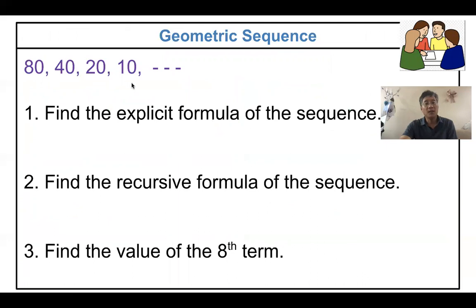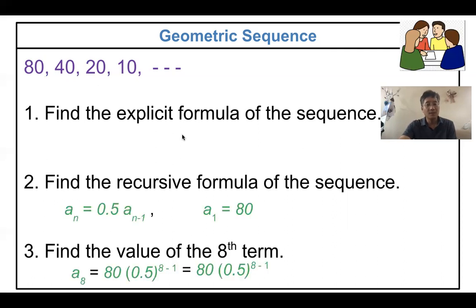80, 40, 20, 10. What's the pattern? Yes, it becomes half each time, right? But sometimes if it is confusing, what did I do? When you get r, second term divided by first term, or third term divided by second term, or fourth term divided by third term, everything is the same. r is 40 divided by 80, which is half. 20 divided by 40 is half. 10 divided by 20 is half. So r equals half, right?